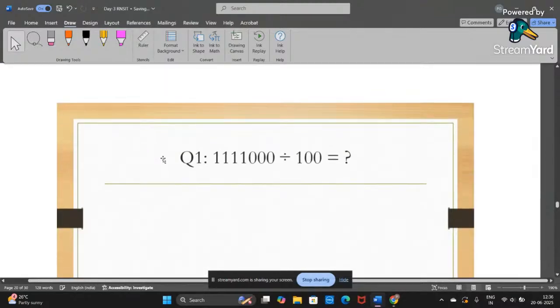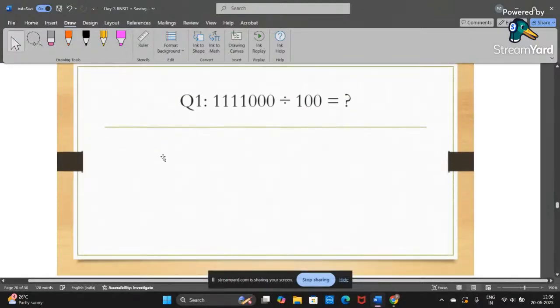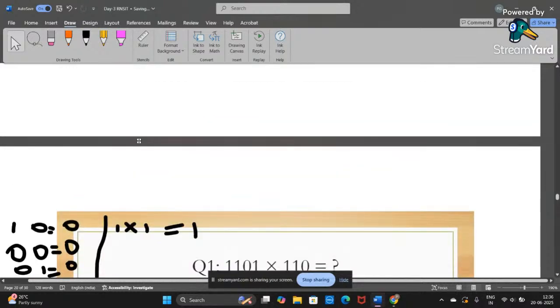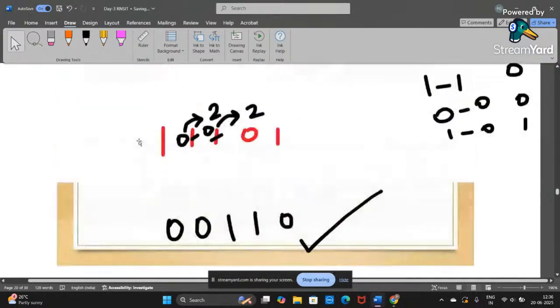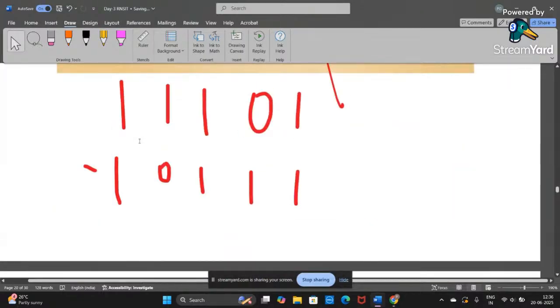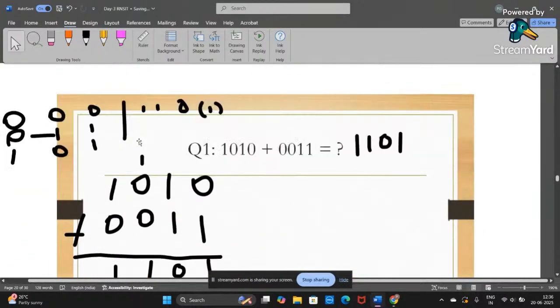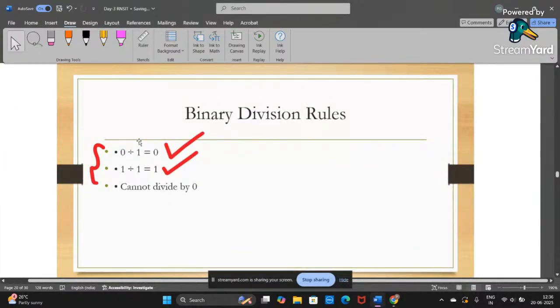We'll move on to binary division. First, let us see the rules they have given in binary division. Just two rules, that's all. 0 divided by 1 is equal to 0. 1 divided by 1 is equal to 1. And no number can be divided by 0.